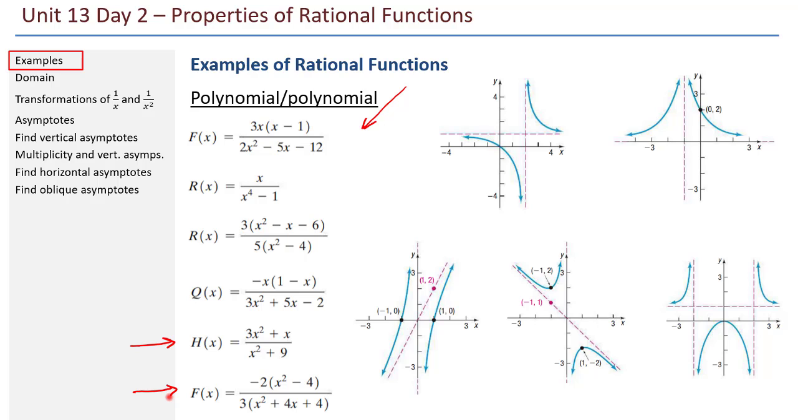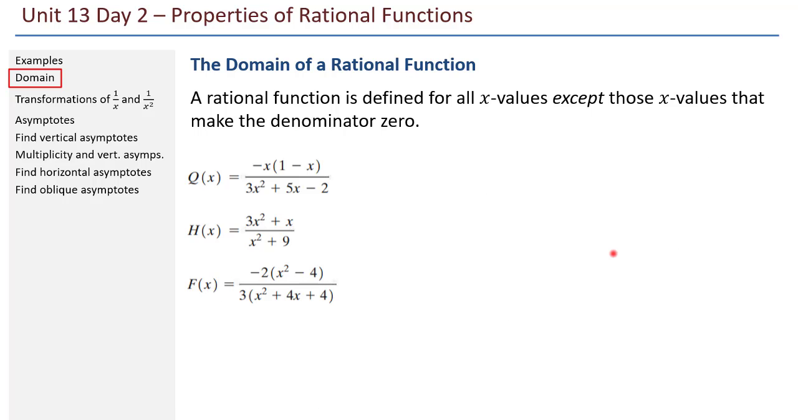Rational functions consist of several parts. The domain of a rational function: it turns out that a rational function is defined for all x values except those x values that make the denominator 0. So let's take each of these 3 examples and figure out what their domains are. How about this first one, q of x? To find those values that are not in the domain, I figure out where the denominator is 0. So I want to solve 3x squared plus 5x minus 2 equals 0.